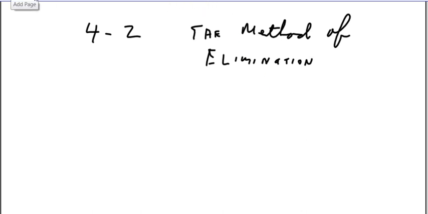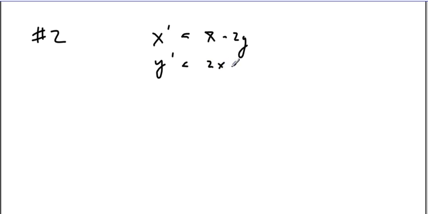So we'll start with problem number 2. And we have x prime is equal to x minus 2y. And y prime is equal to 2x minus 3y.